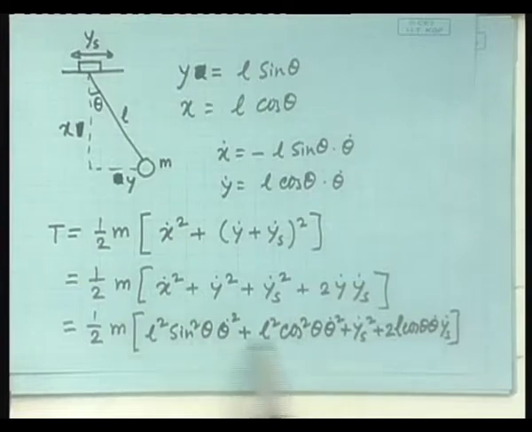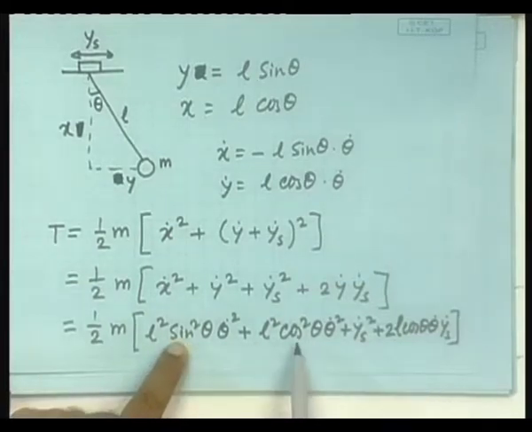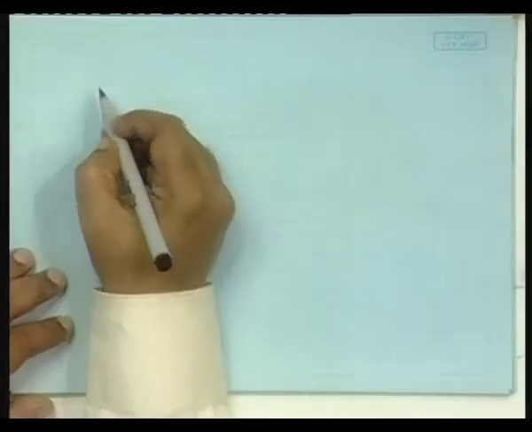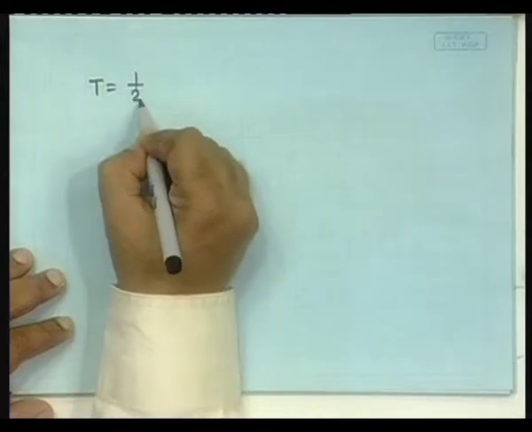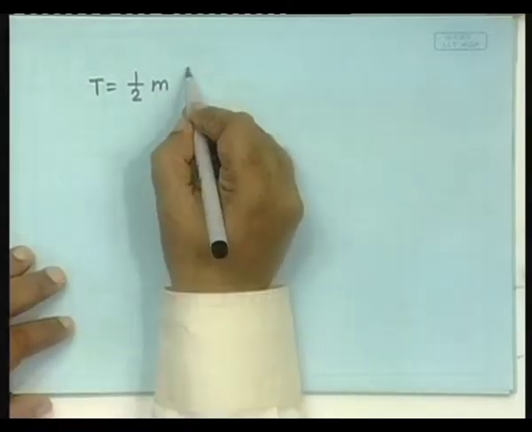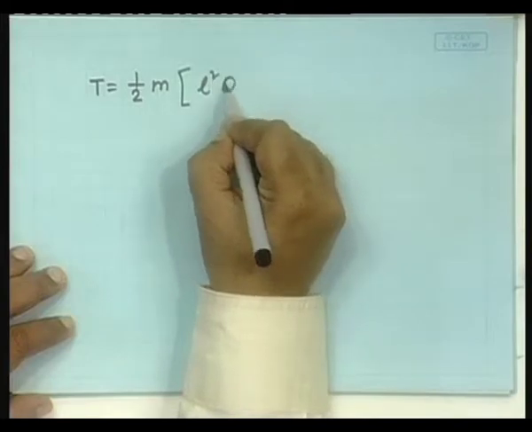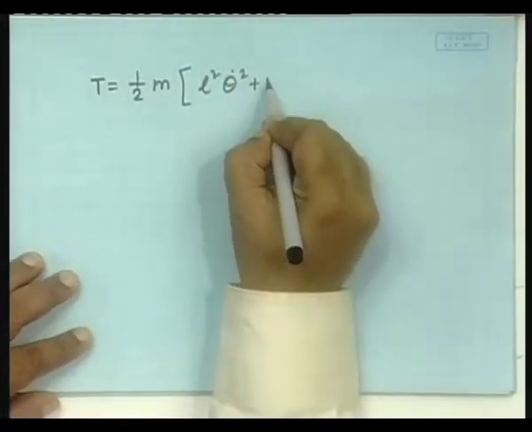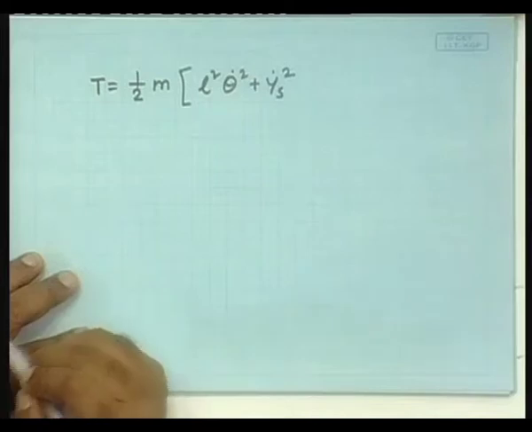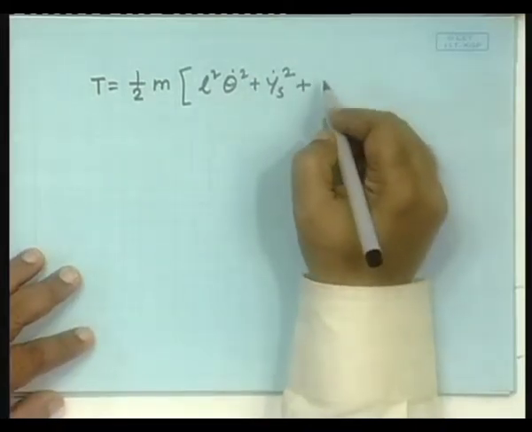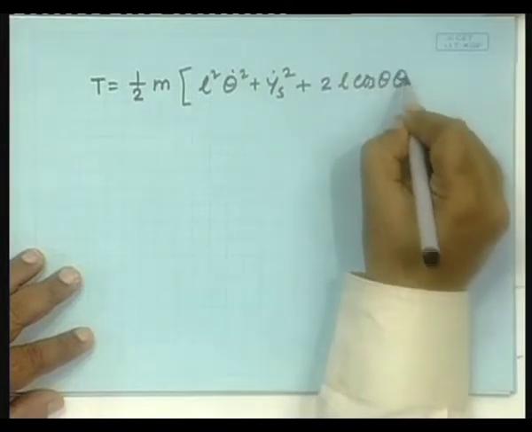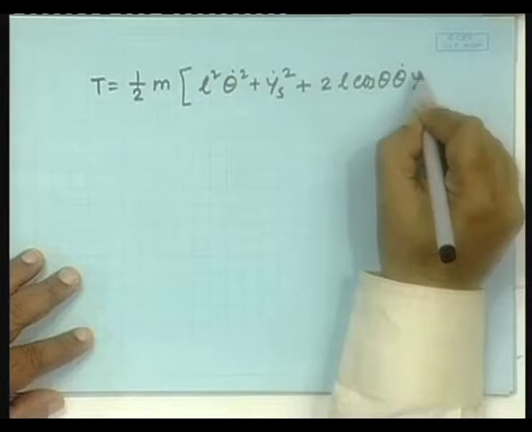These two can be put together, because sin squared theta plus cos squared theta is 1. So, that can be simplified. So, T is half m L squared theta dot squared, plus these two terms, they remain, plus y dot s squared, plus twice L cos theta, theta dot y dot s.